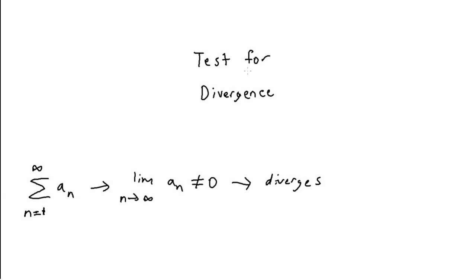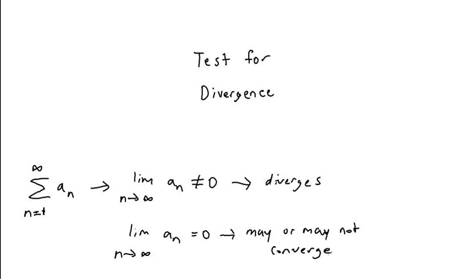And so keep in mind, this is only a test for divergence, not a test for convergence. So obviously if the limit does not equal 0, then it diverges. But if, let's say, we get the limit as n approaches infinity of a sub n equals 0, we cannot say much other than the best we can say is that it may or may not be convergent. Or we have to use another test to figure out whether it actually does or does not converge.